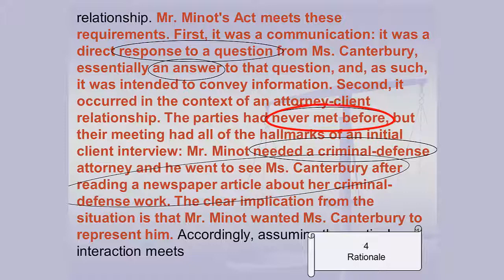I mention that the two had never met before. This is a bad fact for my client, Mr. Minot, but I need to include it because memos are objective. I also say that Mr. Minot needed a defense attorney, another hard fact that indicates an attorney-client relationship. And finally, I mentioned that he'd read an article about Ms. Canterbury's work, prompting him to choose her, yet another fact indicating it's an attorney-client relationship.